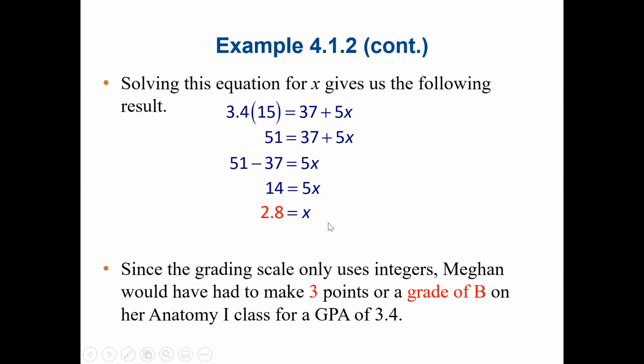So this means we have X equal to 2.8. So approximately we can say a grade of B will be better. Since the grading scale only uses integers, Mega will have to make 3 points, or a grade of B, on her anatomy 1 class for a GPA of 3.4.